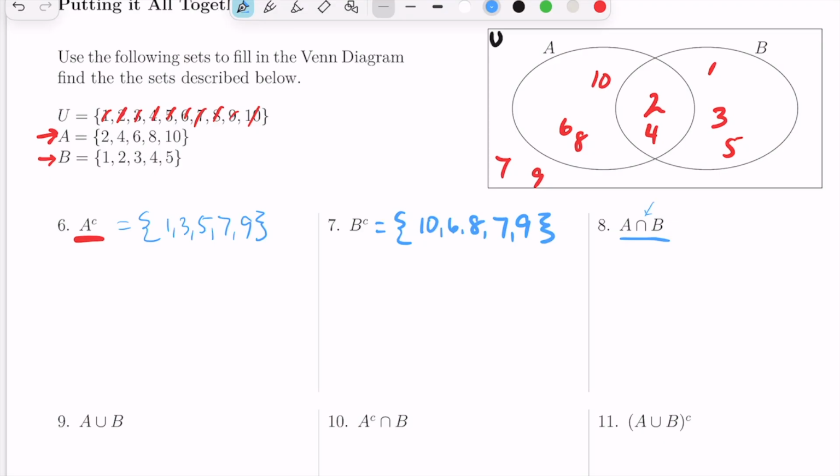The next one I have is A intersect B. Remember, this intersect or overlap, right? That's also the "and." So when I look at these, I'm looking for the overlap of A and B. Well, that overlap is this football shape right here. And that would just be 2 and 4.